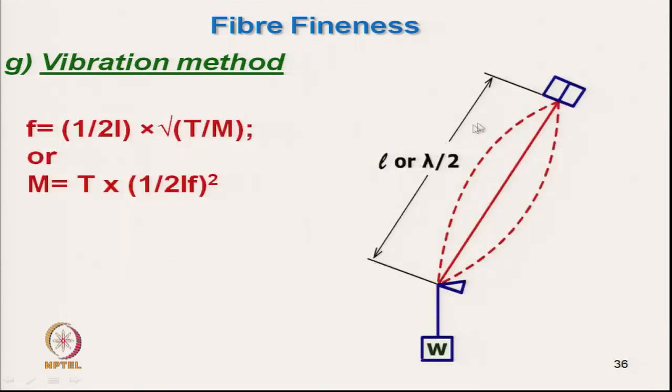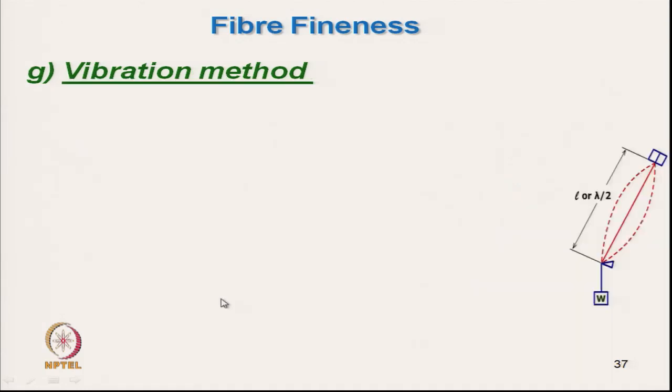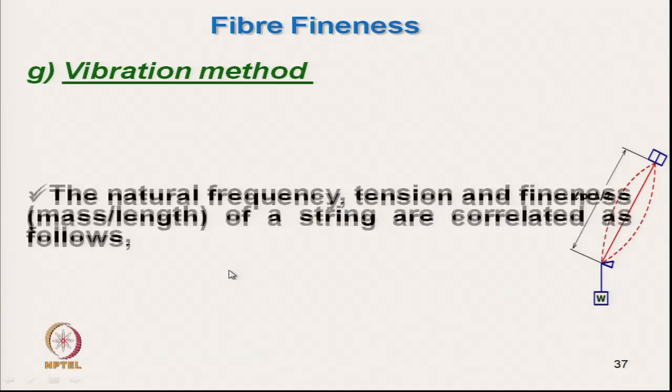Now, this is the principle. The frequency, that is the natural frequency, is equal to 1 by 2L multiplied by the square root of T by M, where T is the tension on the string, f is the frequency, L is the free length between the two points, and M is the mass per unit length. So, using this formula, we can measure the mass per unit length.